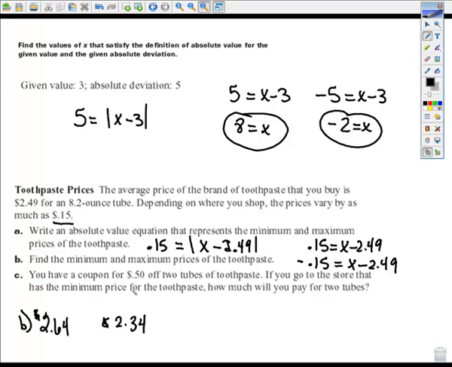It says you have a coupon for 50 cents off 2 tubes. If you go to the store that has the minimum price, $2.34, how much are you going to pay? So 2 tubes at $2.34 each minus your 50-cent coupon. So 2 times $2.34 minus 50 cents is $4.18. What a bargain for 2 tubes of toothpaste.